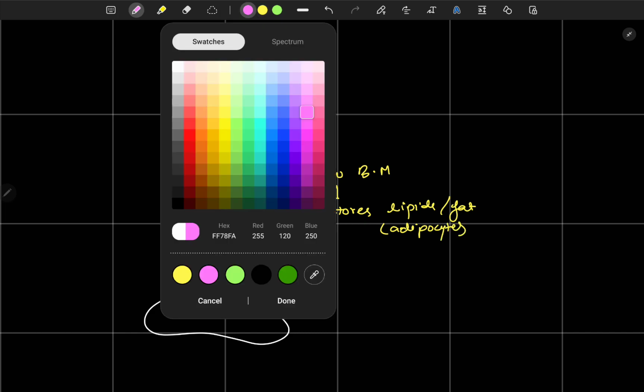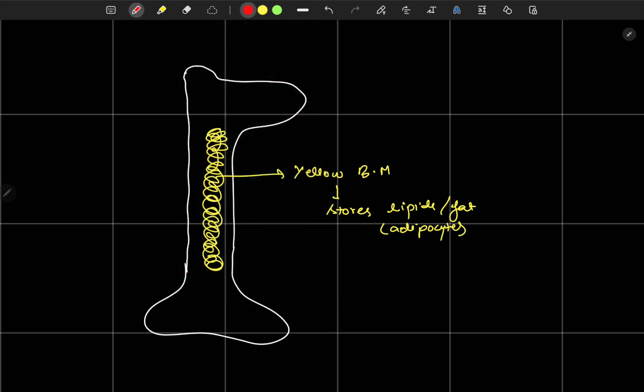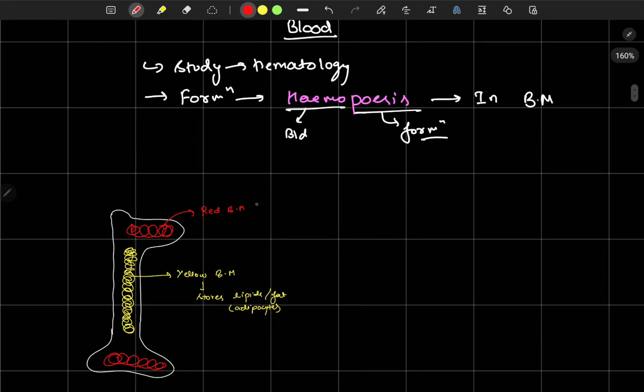But in the periphery region, in the head or ends of the long bones, we have red bone marrow. It is the site where this hemopoiesis actually occurs. So this is the site where hemopoiesis is occurring. Okay. So this was about the process. This was about the site.